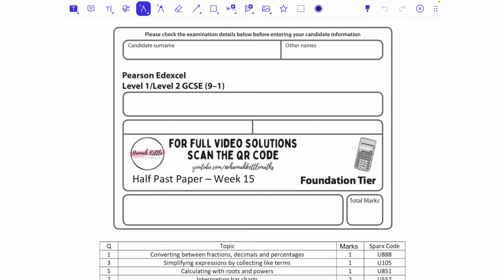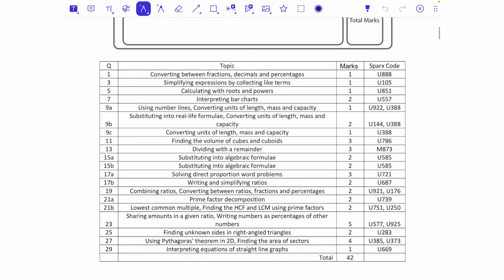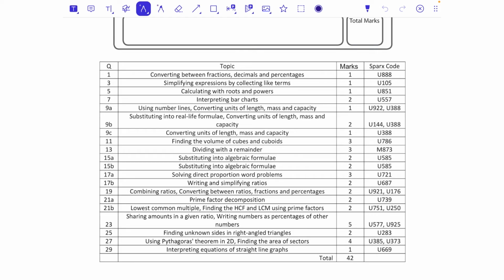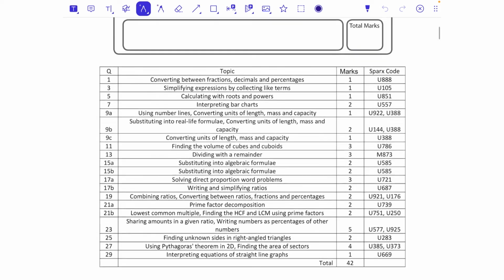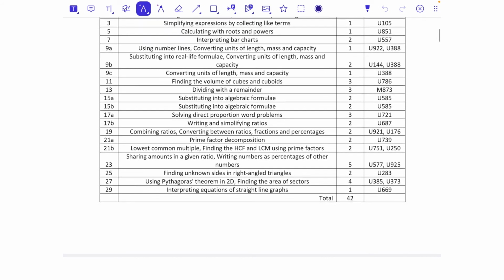This is half past paper, week 15, foundation tier, and these are all the topics that we're going to be doing today. So this is half a past paper. We've got 42 marks on this paper, so 38 next week, and these are all of the Sparks codes if you do have access to Sparks. This is a calculator paper this week, so make sure you've got your calculator handy.